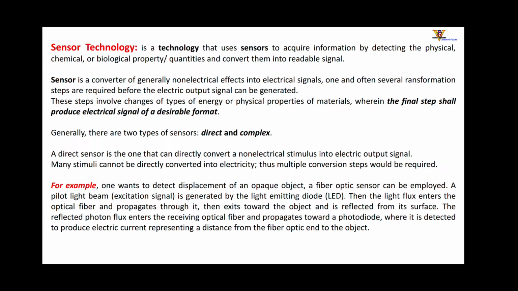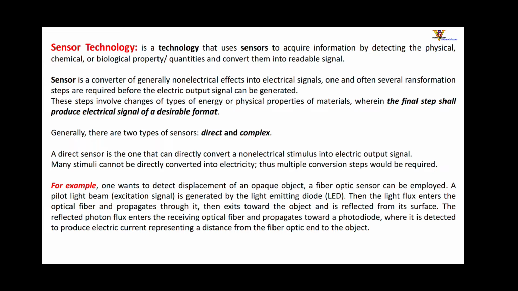what we mean is, a sensor is a converter of generally non-electrical effects into an electrical signal. So it will convert non-electrical effects into an electrical signal. What is the advantage of an electrical signal? These signals can be channelized, modified, and processed, and often several transformation steps are required before the electrical output signal can be generated.